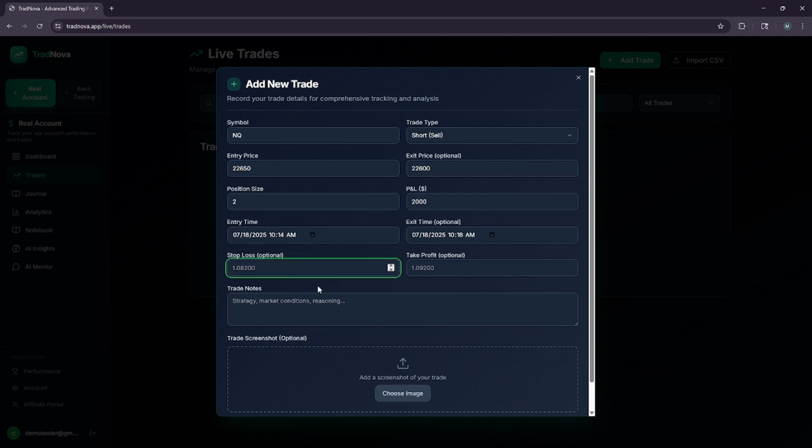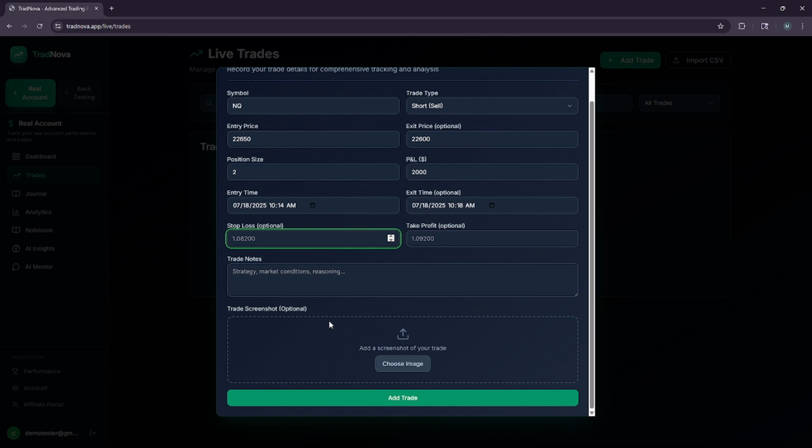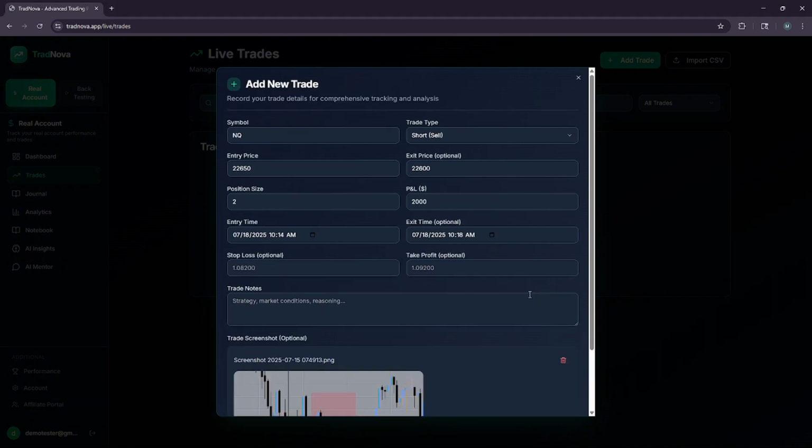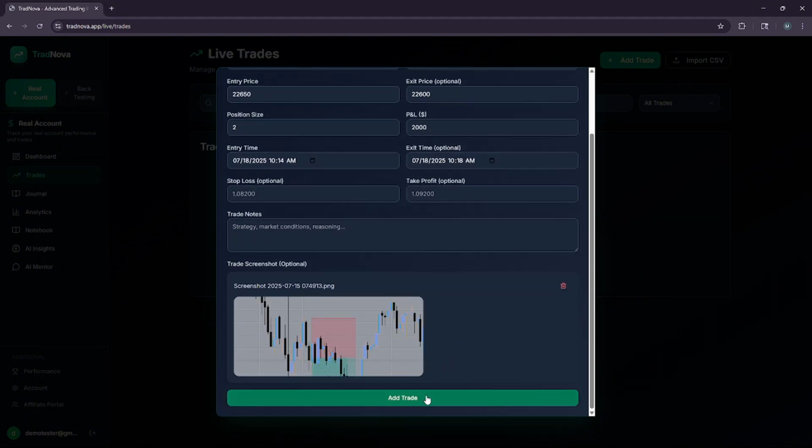Stop loss, take profit, trade notes, and trade screenshot. All of these are optional. Just know that the more you add, the deeper the AI insights that I will be showing later on will go into and give you much better feedback. And so let's go ahead and add a photo just so you guys see how that looks like. Right? Let's say add trade.